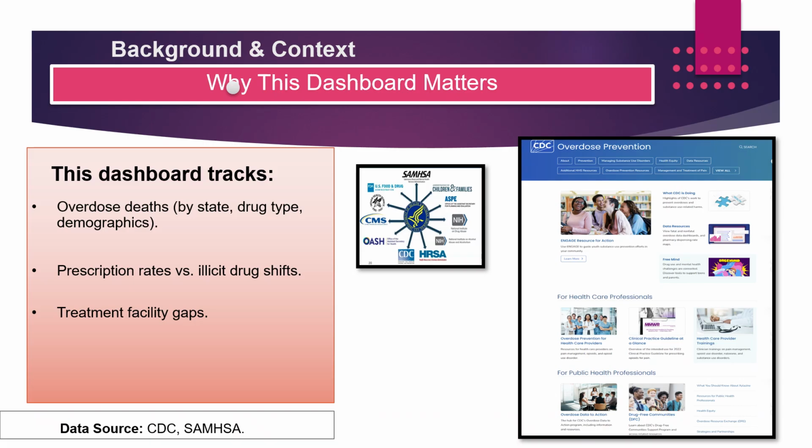The opioid crisis is a national emergency. This dashboard helps us understand three critical aspects: where deaths are happening, how drug types have shifted from prescriptions to fentanyl, and who is the most affected. The data comes from the CDC and other reliable sources, making it a powerful tool for policymakers and healthcare providers.